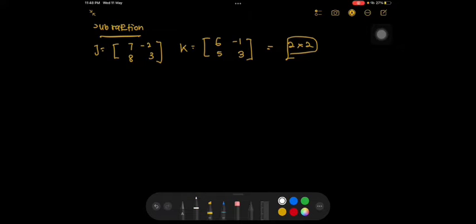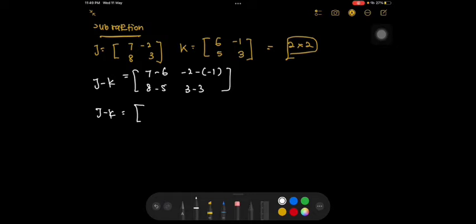Alright, let's do this together. 7 minus 6, 8 minus 5, negative 2 minus negative 1, 3 minus 3, and then for the final answer we will have here is 1, negative 1, 3 and 0. That's all. It's so easy.